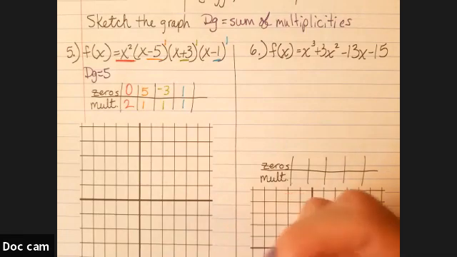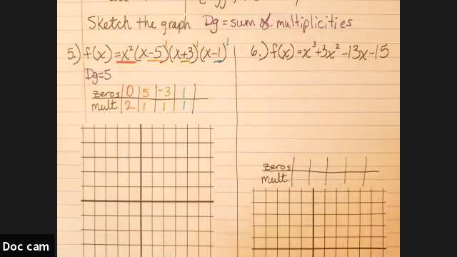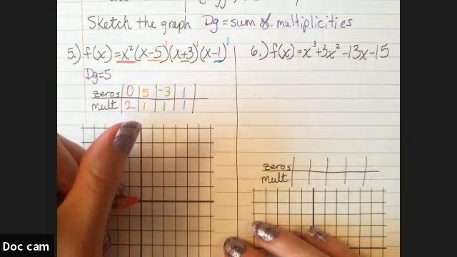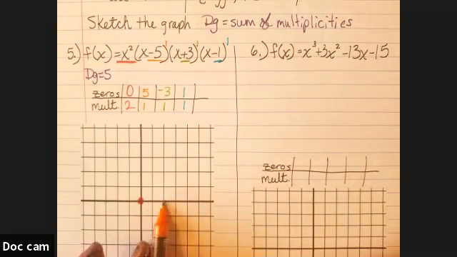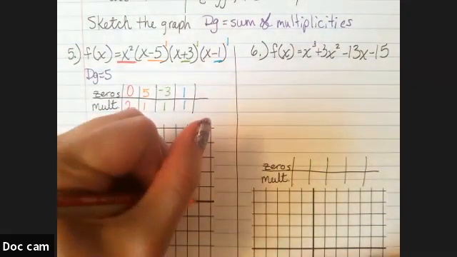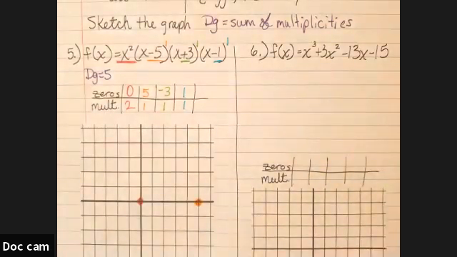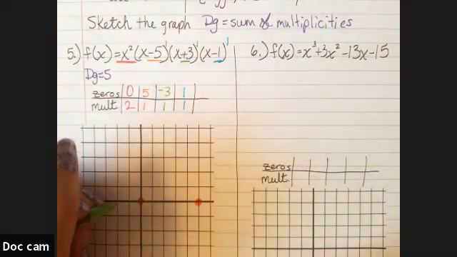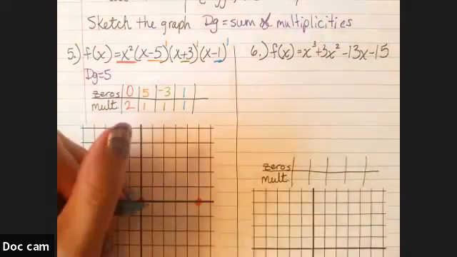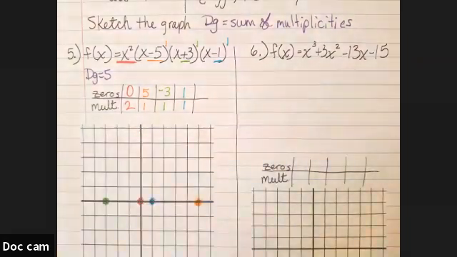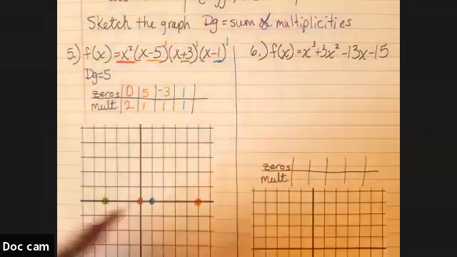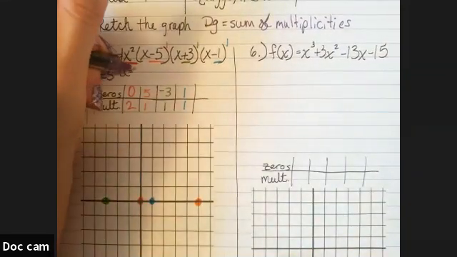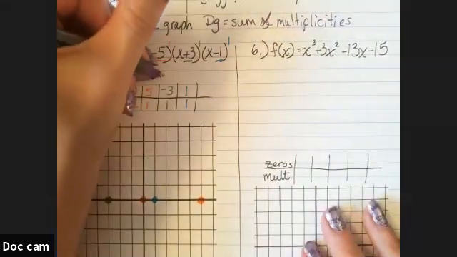All right, so let me go ahead and put the zeros on. There's that one, 0, and then 5, and then -3, and then 1. All right, so if the degree is 5, now the leading coefficient is +1. So that means the arrows go like that.